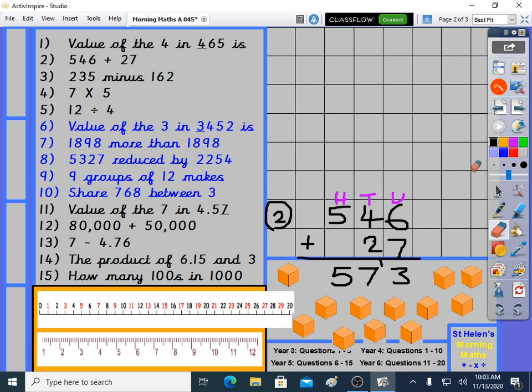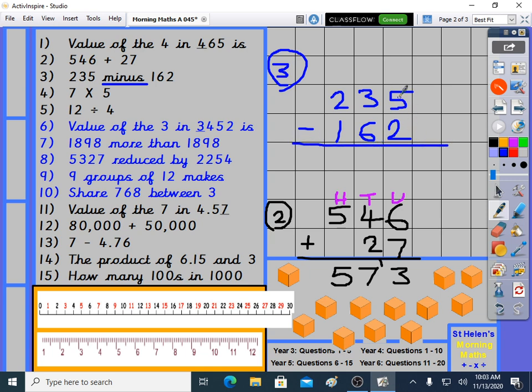Question 3 is minus with our column subtraction method. That says minus, doesn't it? So we'll write the sign minus in a little while. 235 minus 162. I'll put my hats on. Units, tens, hundreds. 5 take away 2, that's easy enough. 5 take away 1, 2 is 3.